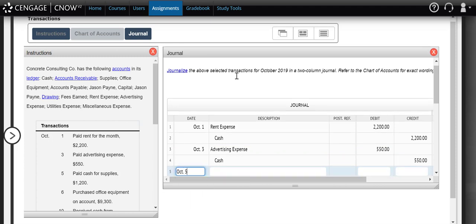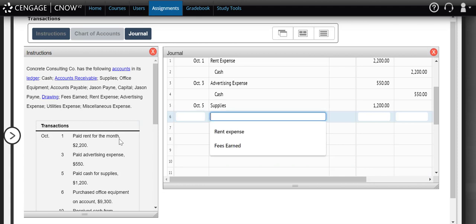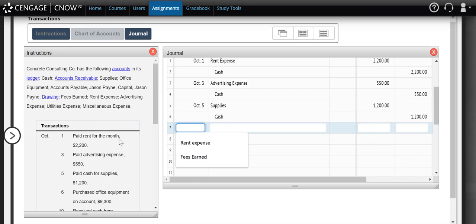On October 5th, it says again, we've paid cash for supplies. So paid we know is in cash. Cash is even listed in this transaction, and what we're spending our money on is supplies. So we see both accounts that are being affected in the transaction listed in the transaction. So in this case, we're swapping one asset for the other. So we have a supplies account. Remember, supplies are assets when we've purchased them. They do not become an expense until we've used them. And our cash is also an asset, but our cash is being reduced.